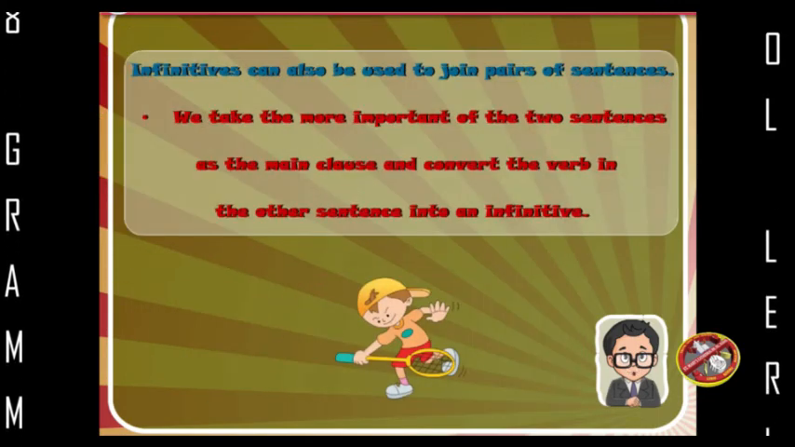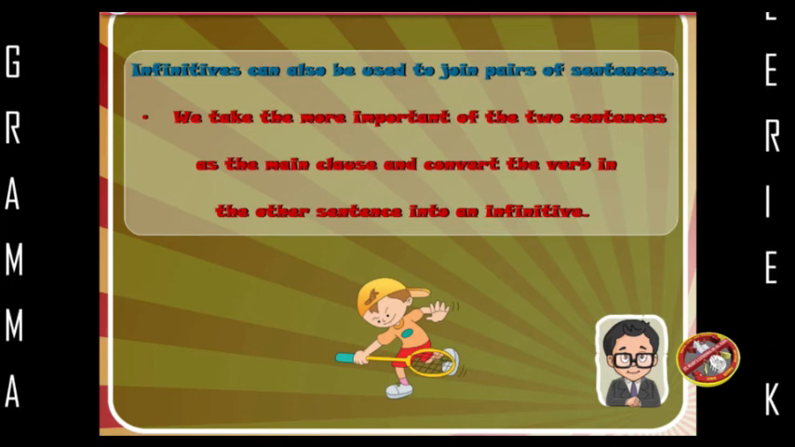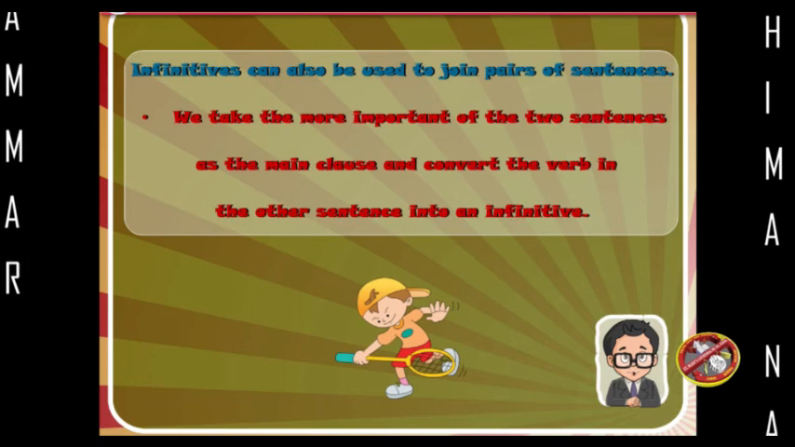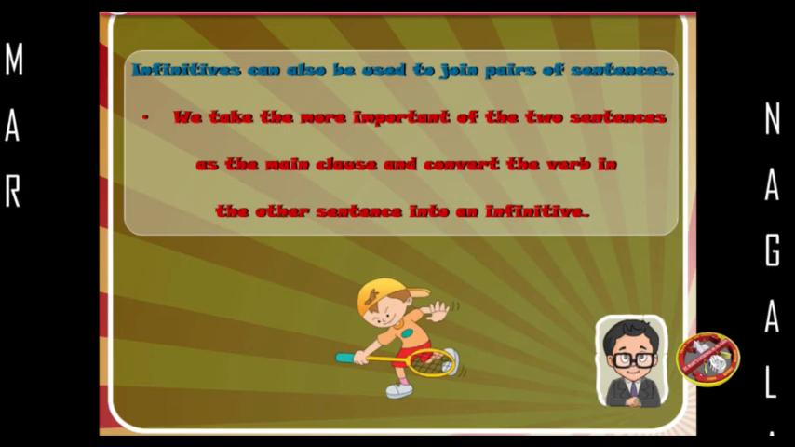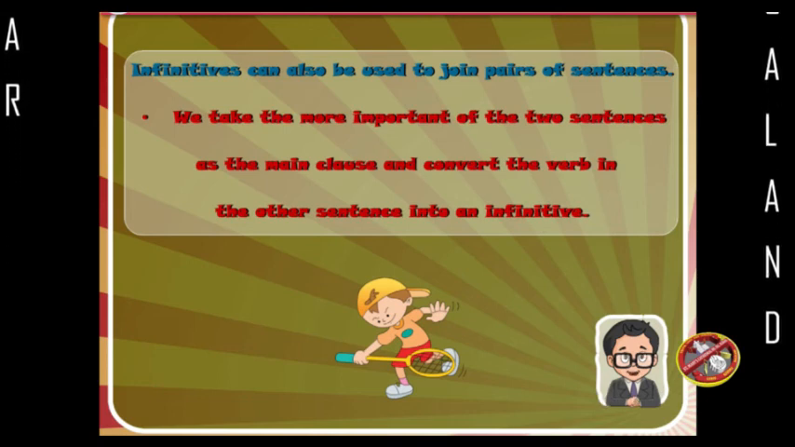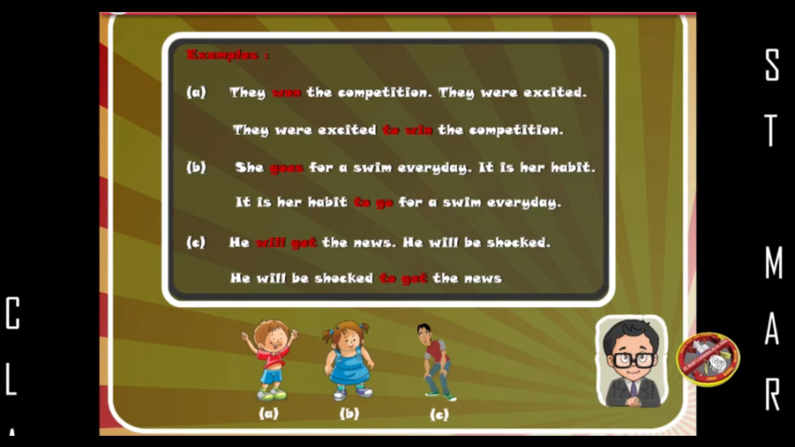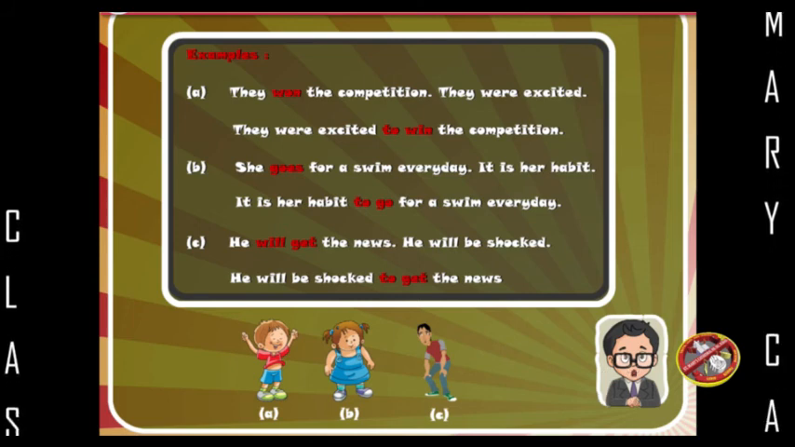Infinitives can also be used to join pairs of sentences. We take the more important of the two sentences as the main clause and convert the verb in the other sentence into an infinitive. Examples: they won the competition. They were excited. They were excited to win the competition.